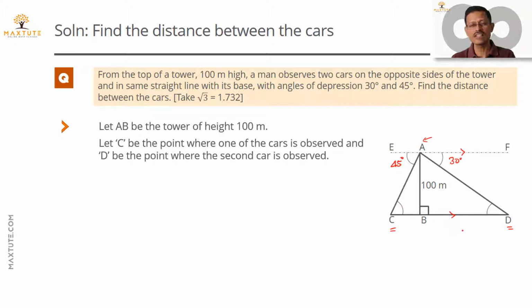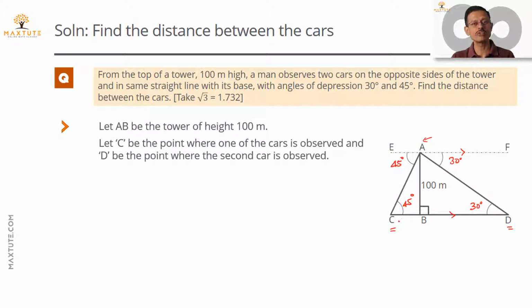Because EF and CD are parallel, AC is a transversal that cuts through them. Interior alternate angles should be equal. So if angle EAC is equal to 45 degrees, angle BCA will also be equal to 45 degrees. Extending the same logic, EF and CD are parallel lines, AD is a transversal that cuts through them, and interior alternate angles will be equal. So if angle FAD is equal to 30 degrees, angle BDA will also be equal to 30 degrees.